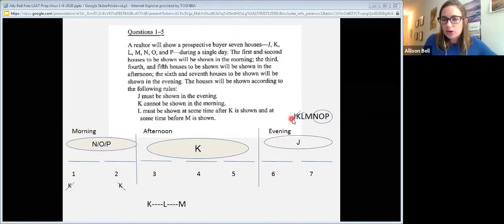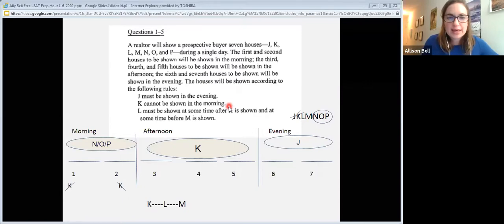I also always create a bank of the letters that are going to be used in a given logic game so that I can cross things off as they get placed on the game. So even though J doesn't have a specific spot yet, it's kind of accounted for. It's somewhere in the evening, so I'm going to cross it off.